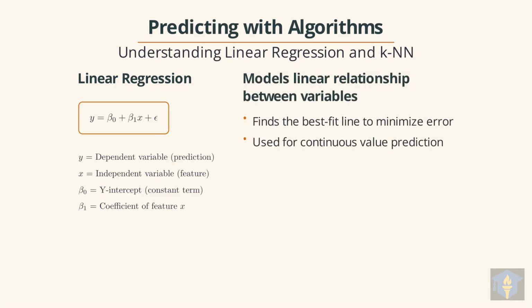Linear regression models a straight-line relationship between these variables, which is quite intuitive. It works by finding the best fit line that minimizes the overall error between predictions and actual values. This algorithm is primarily used when we need to predict a continuous numerical value, like price or temperature.